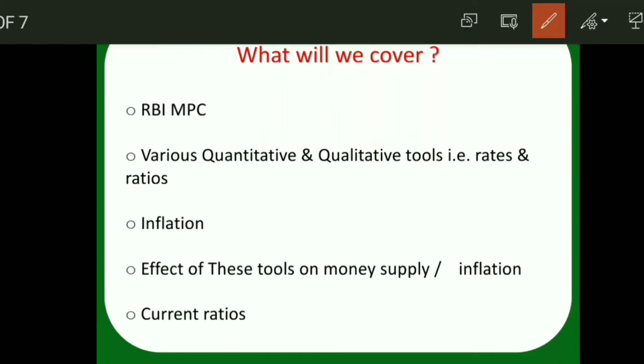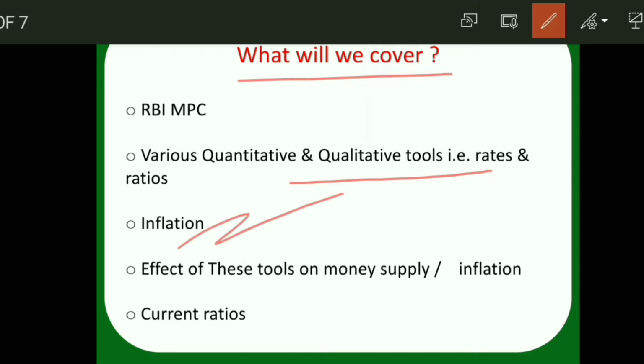I welcome you all to this session, and in this session we will be covering the RBI Monetary Policy Committee and the various quantitative and qualitative tools used by RBI, which means various rates and ratios to control the money supply in the market, thus inflation, and what is meant by inflation, and the effect of these quantitative tools on controlling inflation, and what are the current ratios.